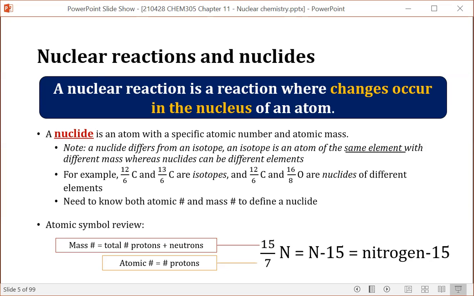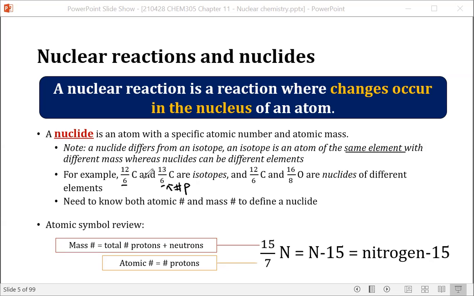So we define a nuclide as an atom with a specific atomic number and atomic mass. And a nuclide differs from an isotope because an isotope is an atom of the same element with a different mass, whereas nuclides can actually be different elements altogether. So for example, carbon-12 and carbon-13 are isotopes of each other. They're both carbon because they both have 6 protons, but they have different numbers of neutrons, so they have different masses, and we figure out the average mass of an element by taking the weighted average of all of its isotopes.